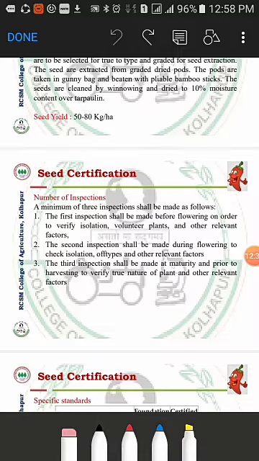The second inspection should be made during flowering to check the isolation, off-type and other relevant factors. The third inspection shall be made at maturity, prior to harvesting, to verify the true nature of the plants and other relevant factors. That means three to four inspections are important: first before flowering, second during flowering, and third before maturity or prior to harvesting.